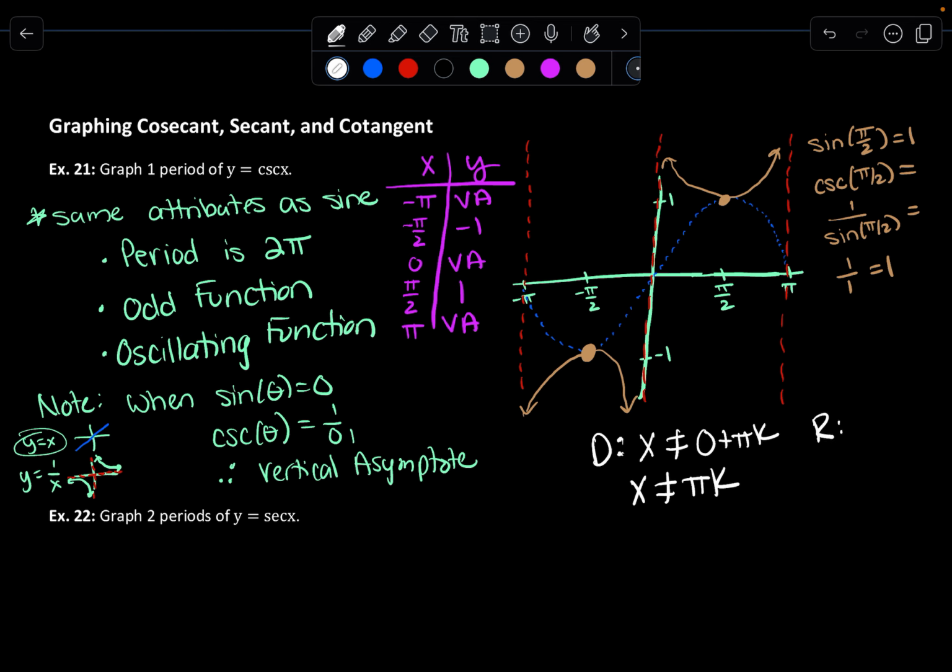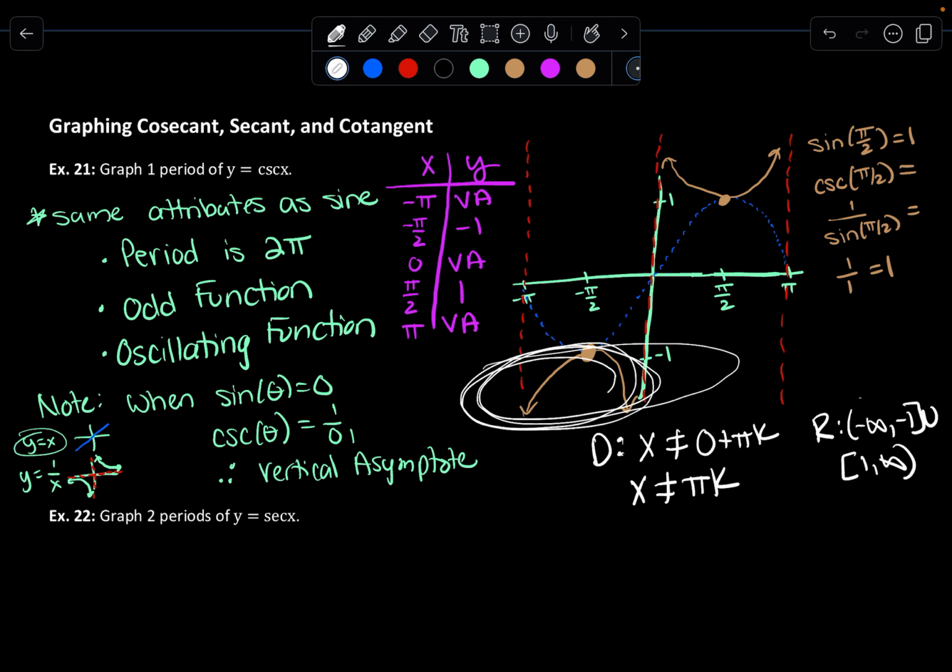The range is going to be -infinity to -1 union +1 to infinity. So that first part, the -infinity to -1, includes all of the curves here because they go to -infinity. The next part, 1 to infinity, includes all of these curves because they go up to +infinity. So the range is all real numbers except values from -1 to +1, but this is how we write it in interval notation.